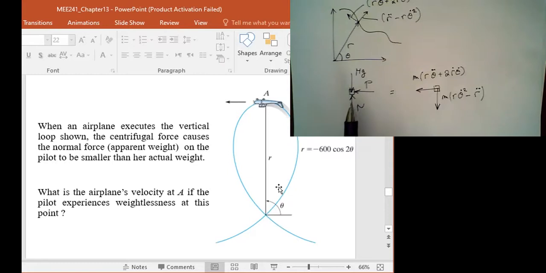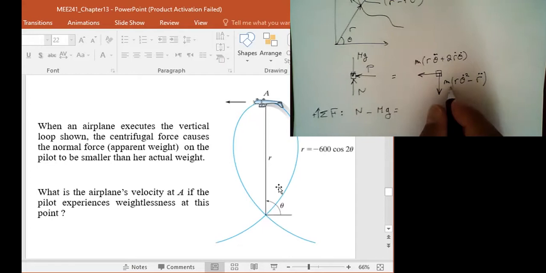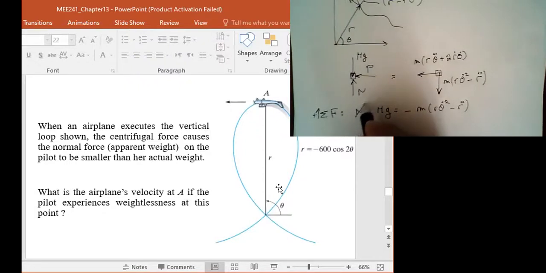For n to be, if the pilot is feeling weightlessness, then n is going to be 0. You guys agree? So it's not feeling any pressure with the seat, so n is 0. If I sum the forces in the vertical direction, I'm going to have n minus mg equal to, so this arrow is downward, so minus m r theta prime square minus r double dot. So n is 0, right?